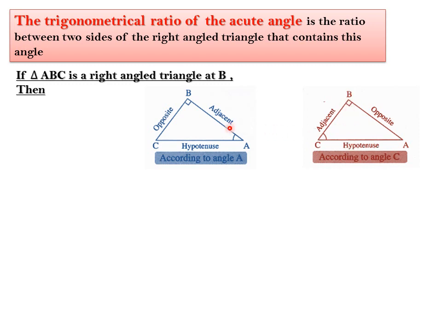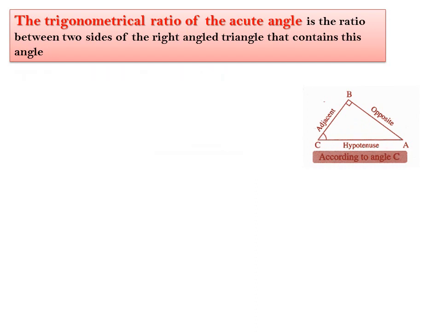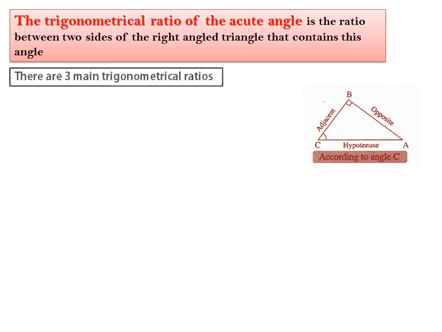Again, we have three sides. For the angle A, the opposite is BC, the adjacent is AB, the hypotenuse is AC. For the angle C, the opposite is AB, the adjacent is BC, and the hypotenuse is AC. We will study three ratios in this lesson.